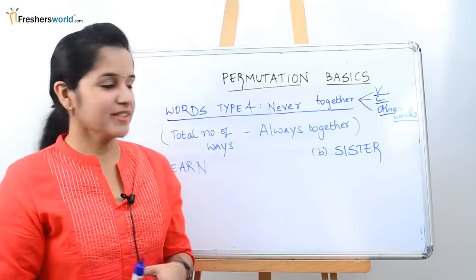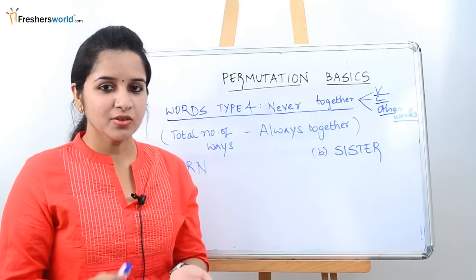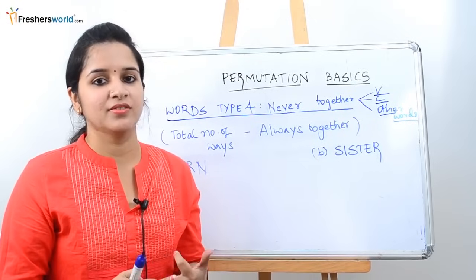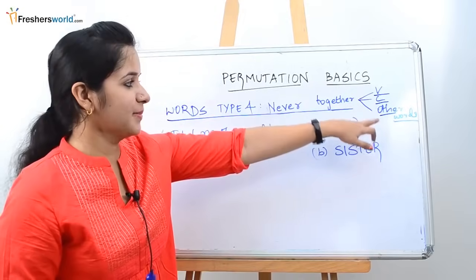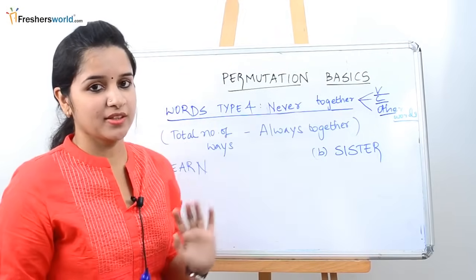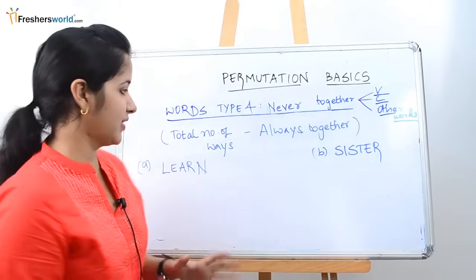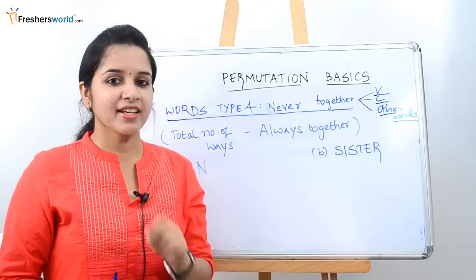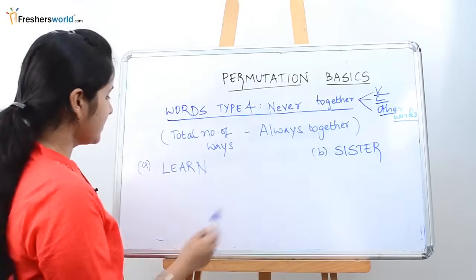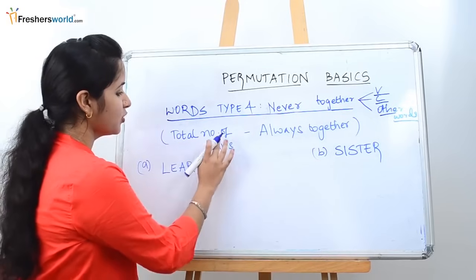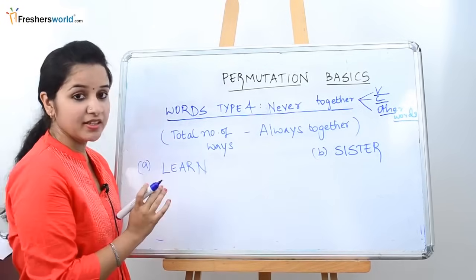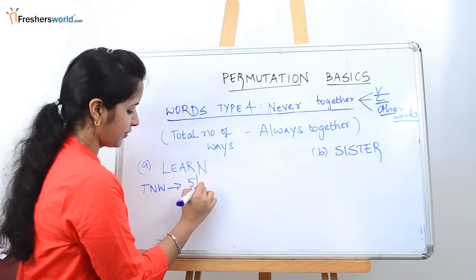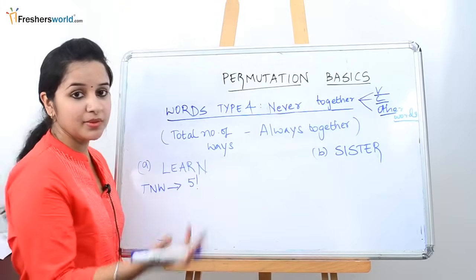So this concept is nothing but never together. In the previous concept, we dealt with always together with respect to vowels, consonants and other words. Similarly, we are going to take the same 3 types for the concept of never together. What is the formula here for never together? It is nothing but total number of ways minus always together. Let's take an example to understand the concept better. Let's take the word learn. What is the total number of ways the word learn can be arranged? It's nothing but 5 factorial. We don't have a repeated letter, so nothing will come in the denominator.